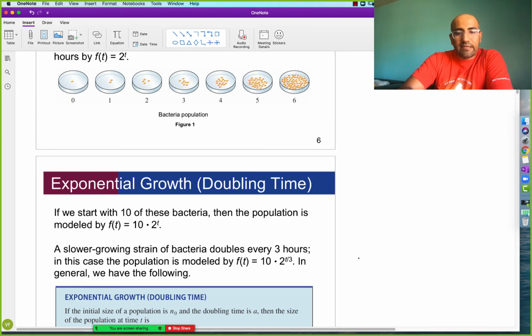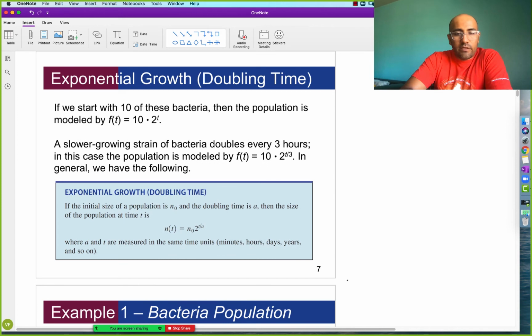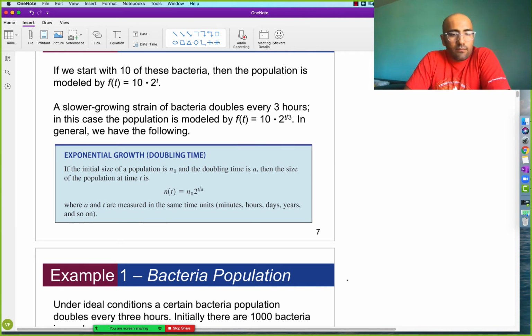So if we start off with 10 bacteria instead of just 1, then the initial value would be multiplied by 10. And instead of doubling every hour, it doubles every 3 hours, for example. Still looking at doubling time. That's why we still have a giant 2 here. We get twice as many every 3 hours. This is how you would tweak the little formula in order to get it to double every 3 hours. The author doesn't really do too much in terms of getting you to derive this formula, but we get to use it, apply it, and move on with this chapter.